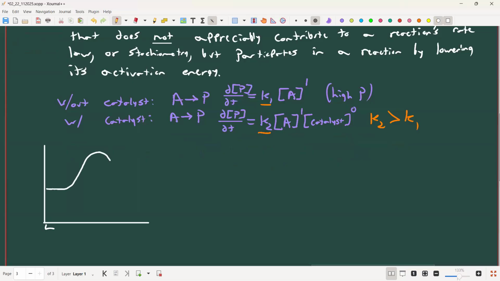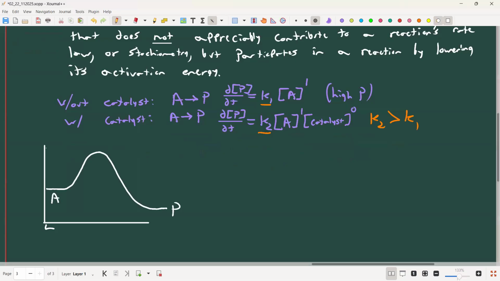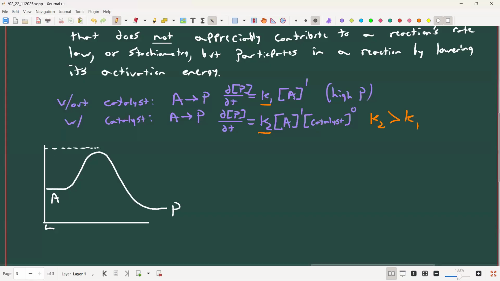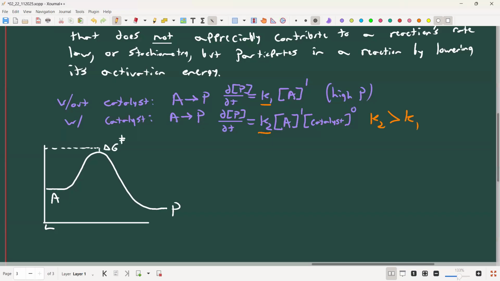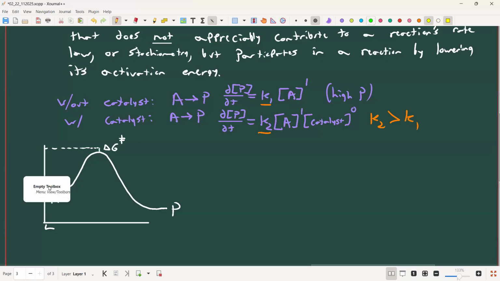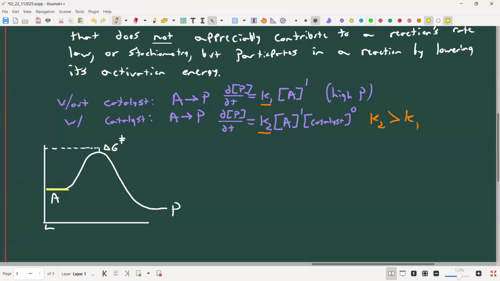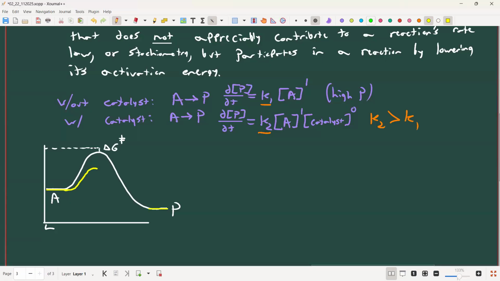We have some uncatalyzed reaction from A to P, with some activation energy, delta G double dagger. And then when I apply a catalyst, which I'll write in yellow, the energies of A and P are exactly the same, but the barrier is just lower. So this is catalyzed, and this is uncatalyzed.